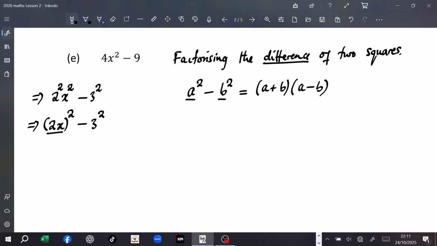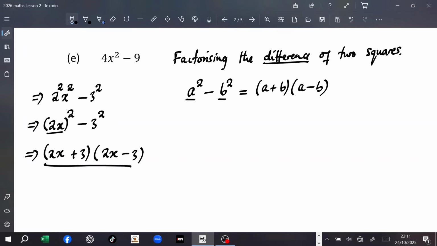So 2x is one term. Say, okay, this one can come out as (2x + 3). Then you also open brackets, (2x - 3), then you close the bracket. That way you would have factorized this one. Okay, so this is one way.